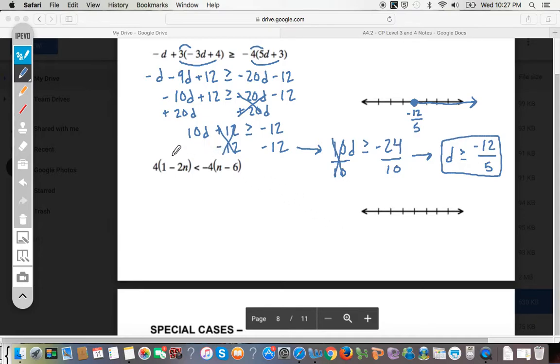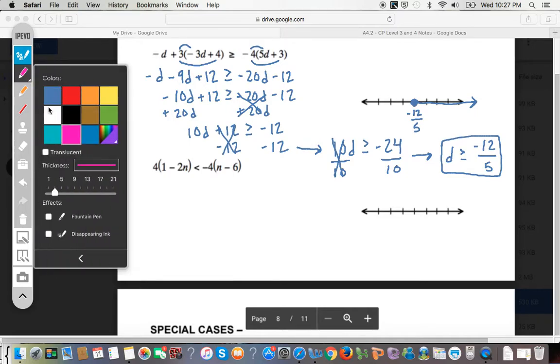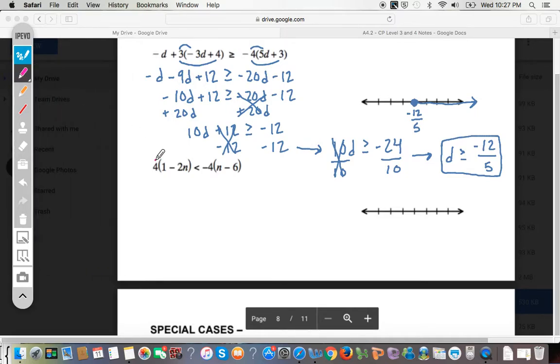So let's take a look at this next one. So I'll distribute. Okay, so I have 4 times 1, which is 4. I have 4 times negative 2n, which is negative 8n. Now I know this is less than negative 4 times n, which is negative 4n, and negative 4 times negative 6, which is a positive 24.